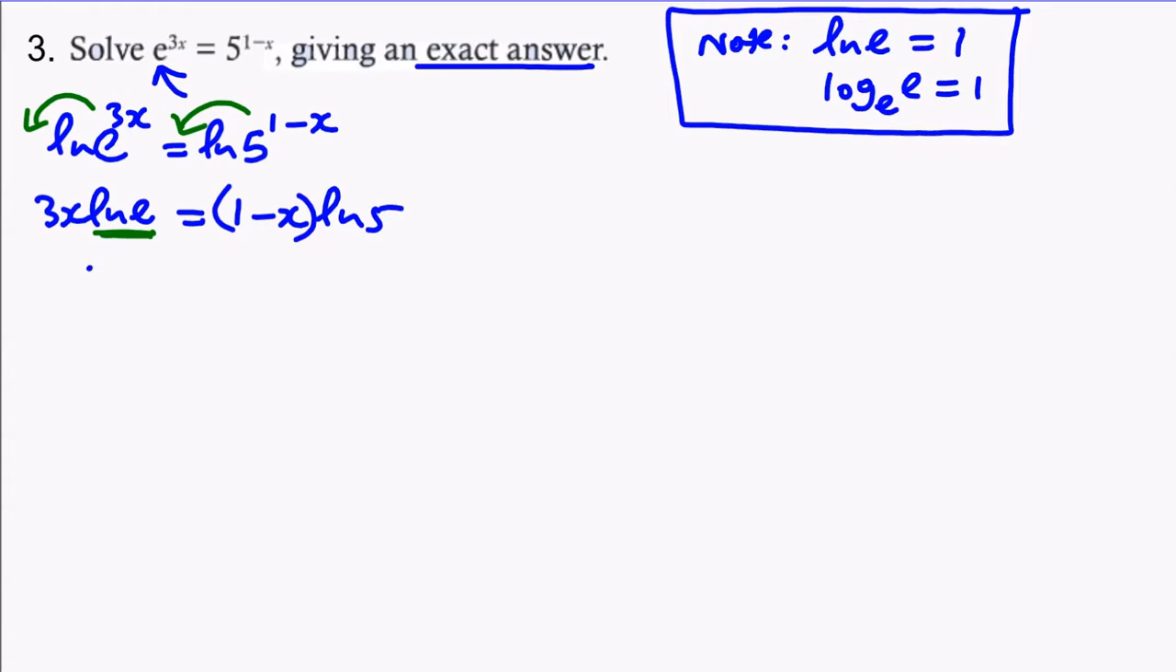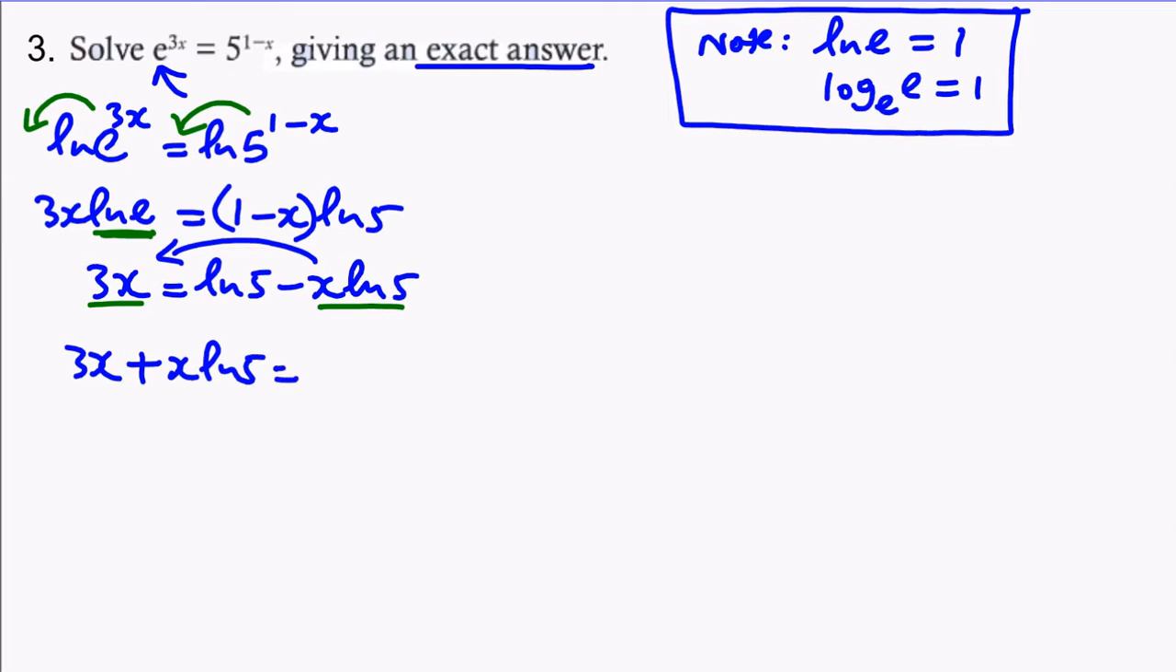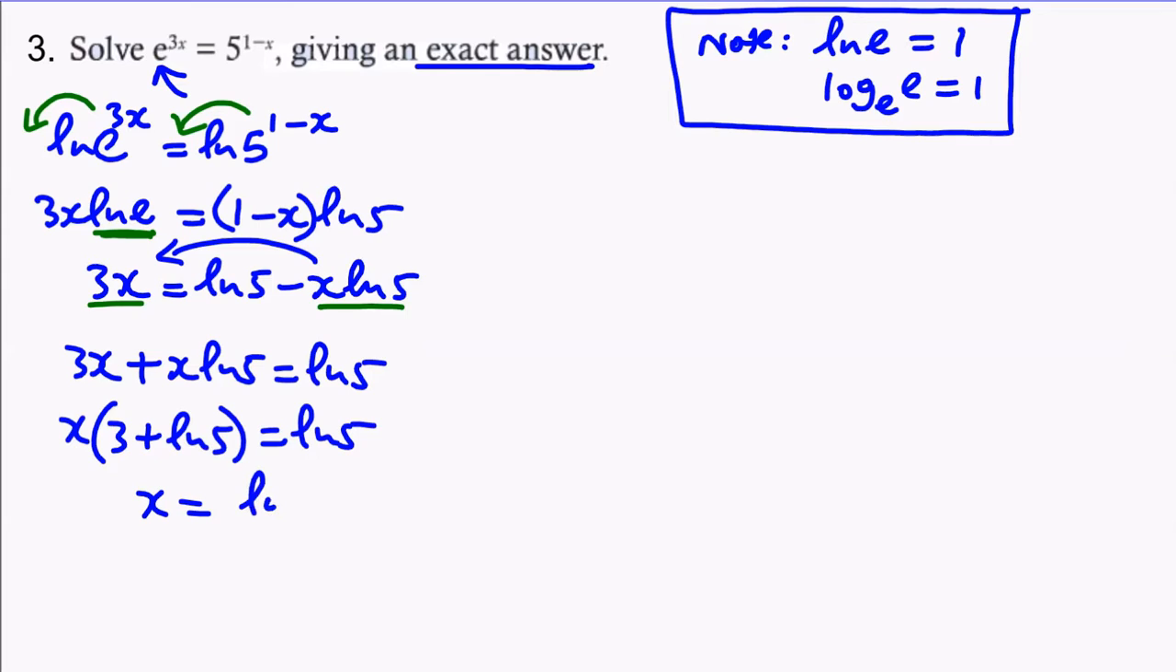So I'll end up with 3x is equal to, I can expand the right hand side, so that will be ln 5 minus x ln 5. Need to put this on one side. So I'll end up with 3x, bring this to the left, plus x ln 5 is equal to ln 5. Factorize x, so x times 3 plus ln 5 is equal to ln 5. And then solve for x, so x is ln 5 over 3 plus ln 5.